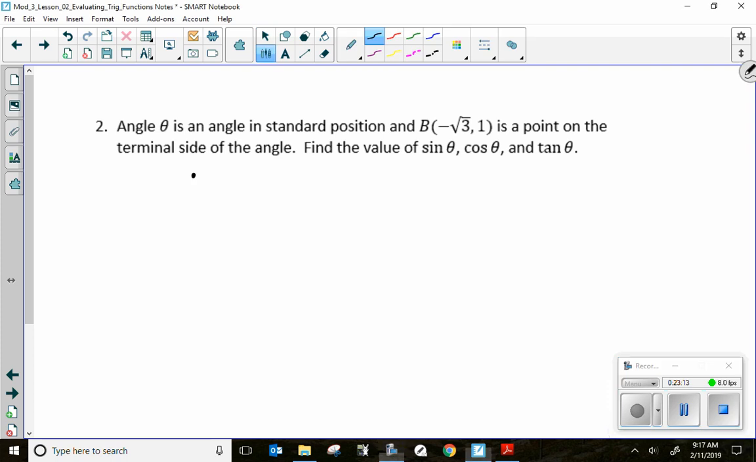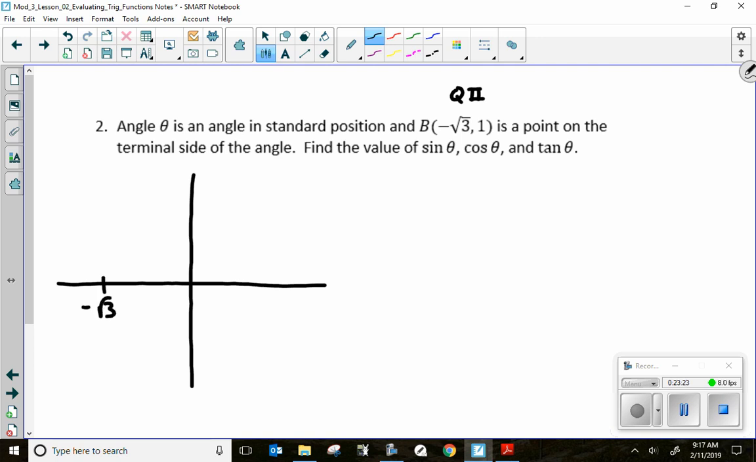First thing I'm going to do is draw a picture, make it easy on myself. Okay, I know this is going to be in quadrant 2 because my x is negative. I got to go negative radical 3 and up 1. All right, I'm going to put this point right here. That's point B. Okay, I'm going to draw my angle. It starts here in standard position. Terminal side, or the end side, goes through here. This is theta. All right, I'm still going to draw my triangle.